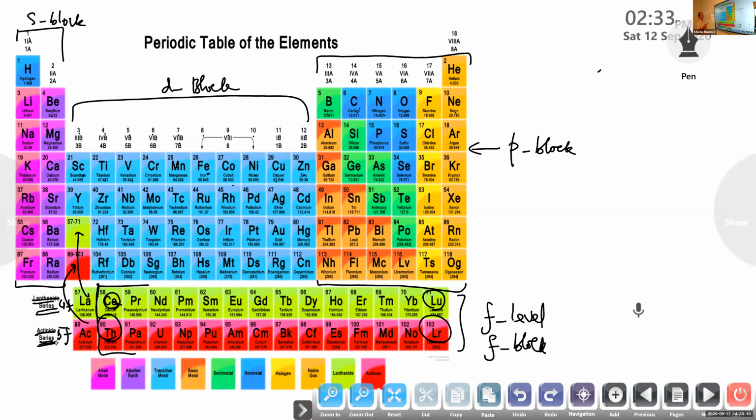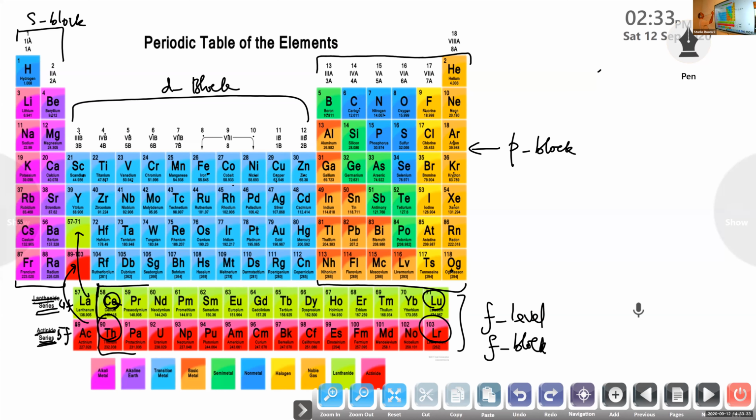So there are 4 blocks of elements. One thing more you must bear in mind. You come to the horizontal rows, horizontal rows 1, 2, 3, 4, 5, 6, 7. There are 7 horizontal rows and they are known as periods.